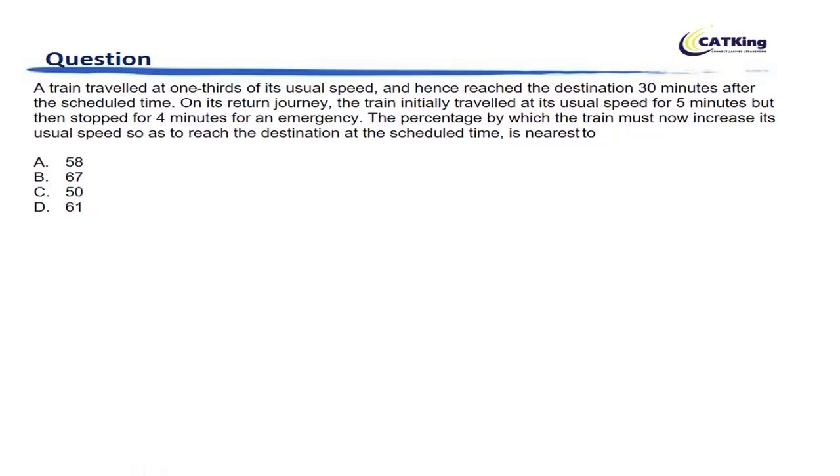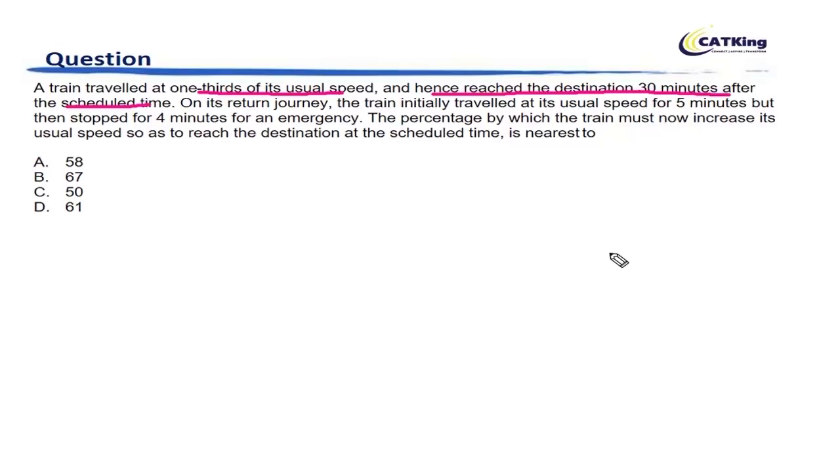A train traveled at one third of its usual speed and hence reached the destination 30 minutes after the scheduled time. On its return journey, the train initially traveled at its usual speed for 5 minutes but then stopped for 4 minutes. The percentage by which the train must now increase its speed so as to reach the destination at the scheduled time is nearest to.